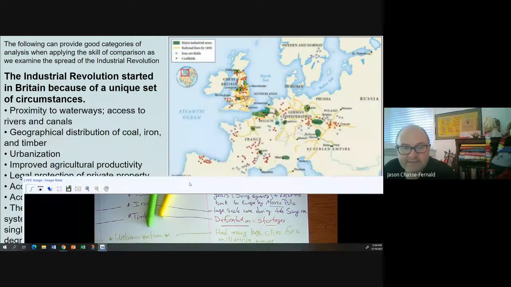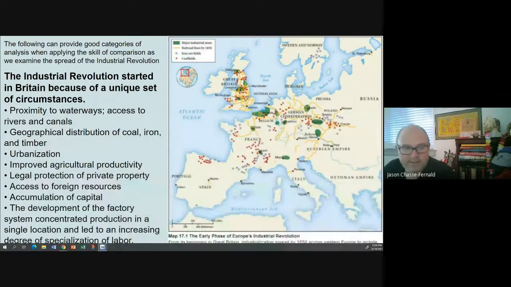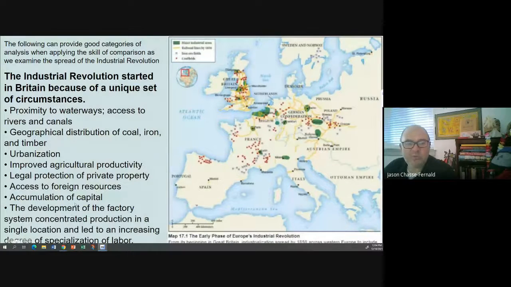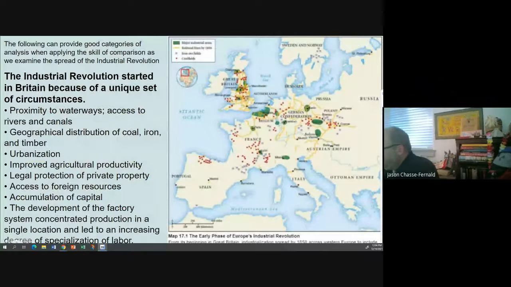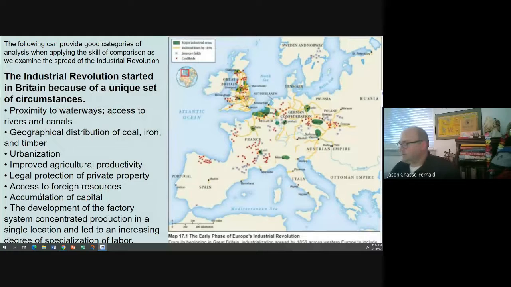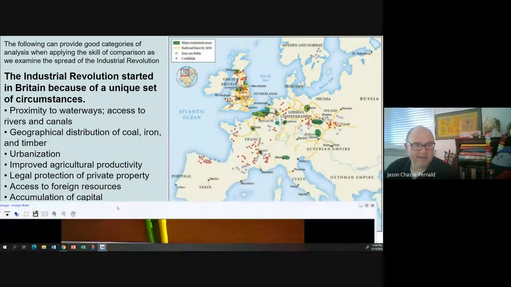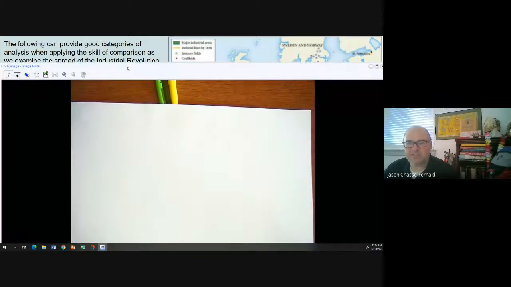So what else do we have here? Let's kind of scoot over real quick and talk about this one here. The accumulation of capital. All right, and this is kind of an interesting one. So the accumulation of capital. Probably the best thing to do here is just flip this and let me get it so you can actually see it. All right. Access to foreign resources, accumulation of capital.